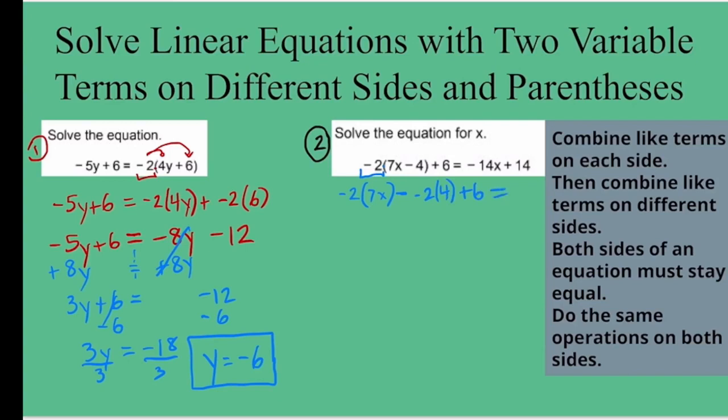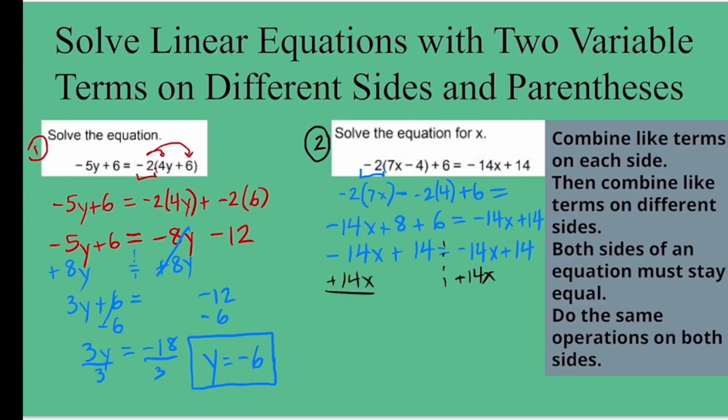So our left side is going to simplify to -14x plus 8 plus 6. And the right side is -14x plus 14. So -14x plus 14 equals -14x plus 14. Okay, so this is interesting. I'm going to go one more step to explain what's happening. If I want to combine these like terms, I'm going to add 14x to both sides.